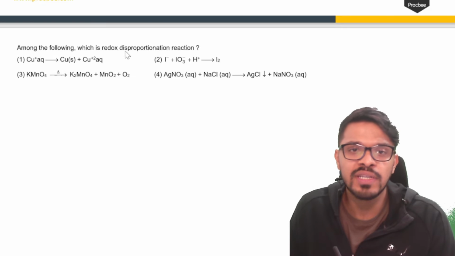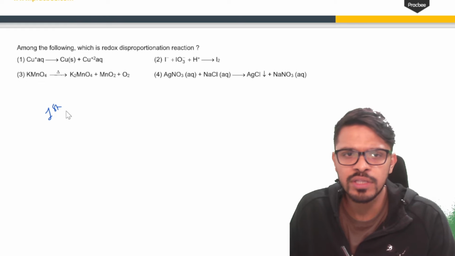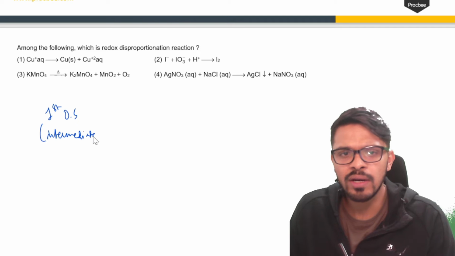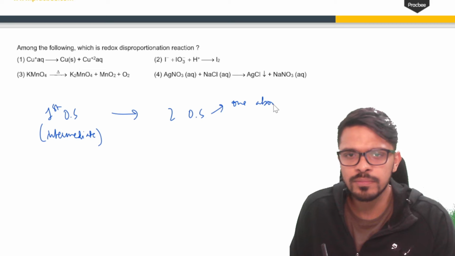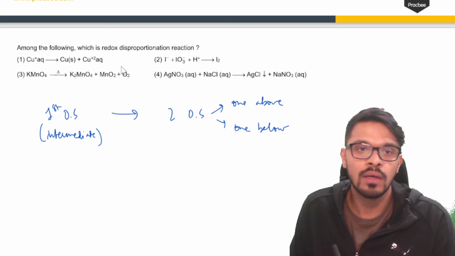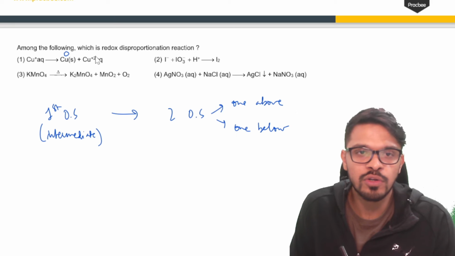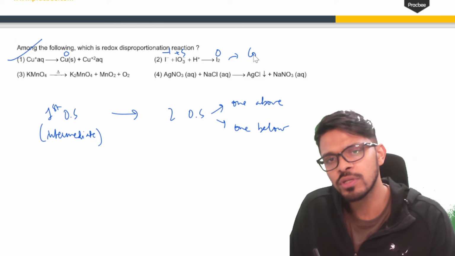Among the following, which is a redox disproportionation reaction? In a disproportionation reaction, we have one intermediate oxidation state on the left, and on the right hand side we get 2 oxidation states, one above and one below the intermediate oxidation state, obviously. So Cu plus going to Cu0 and Cu plus 2, yes, this is correct. I minus 1 and plus 5 going to 0, this is actually the reverse of a disproportionation reaction.